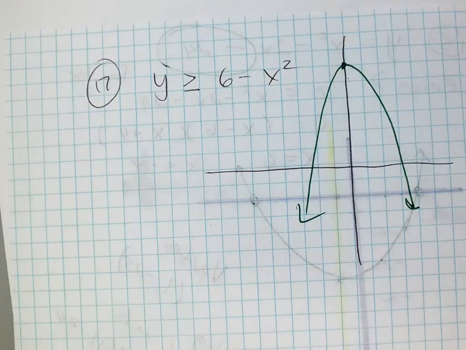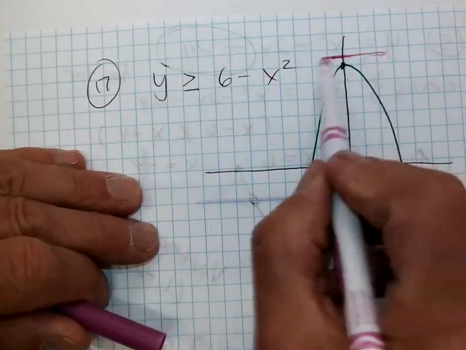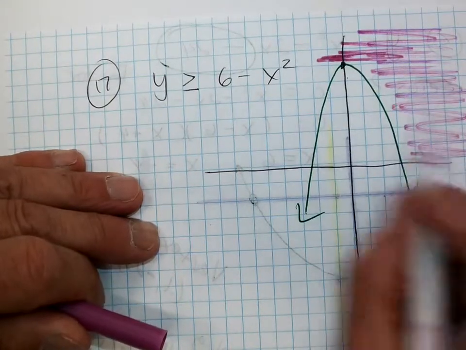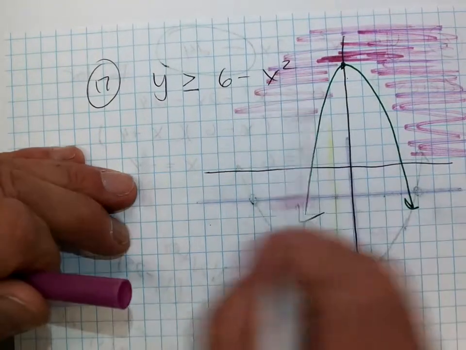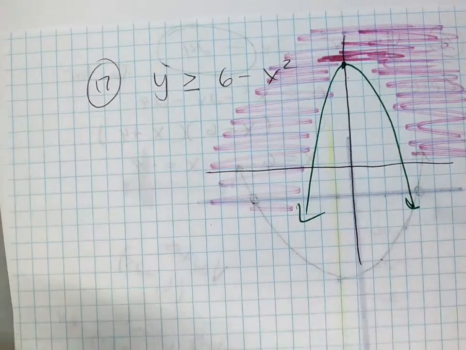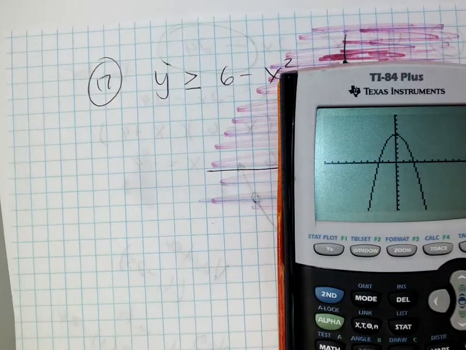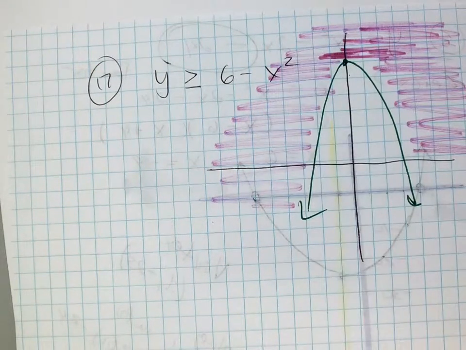So I'm going to shade everything. Let's see if I have a colored pencil around here somewhere. Yeah, I do. Well, kind of. So I shade everything above it. Everything above the parabola. That wasn't hard. I let the calculator graph it for me. And I knew that to be greater than I shade above it. So that's above my parabola. Okay.